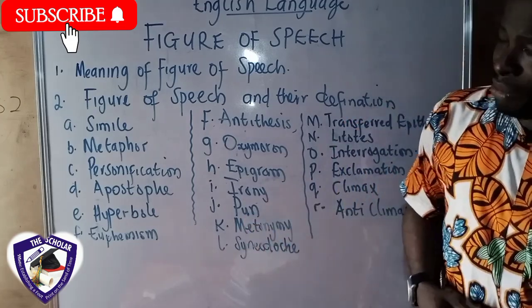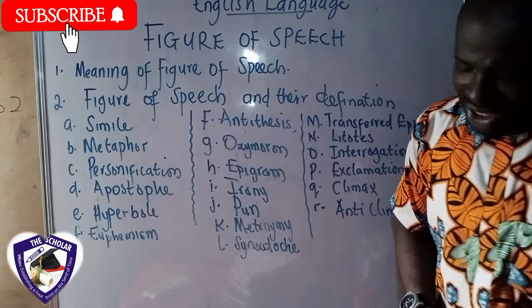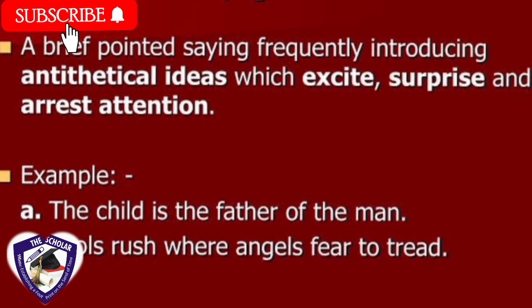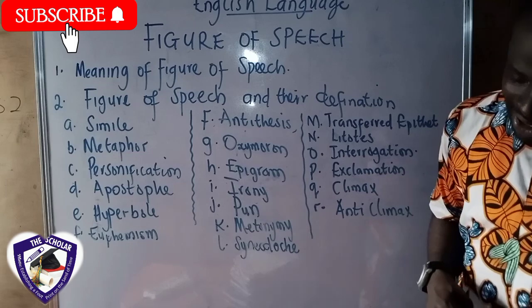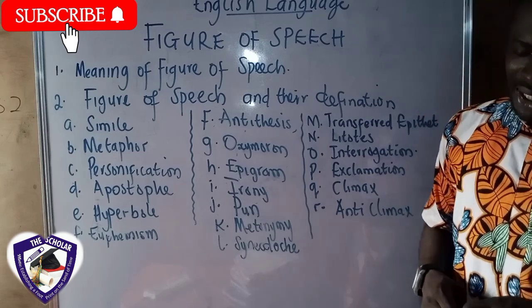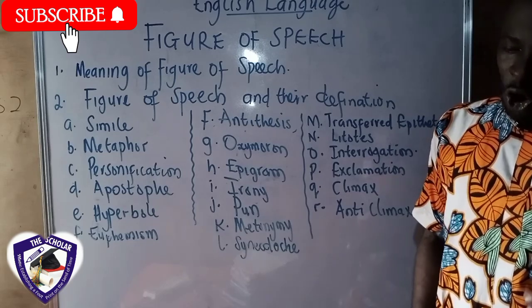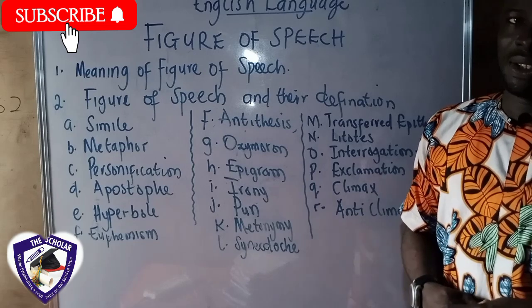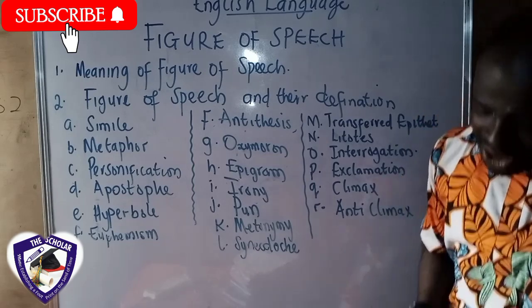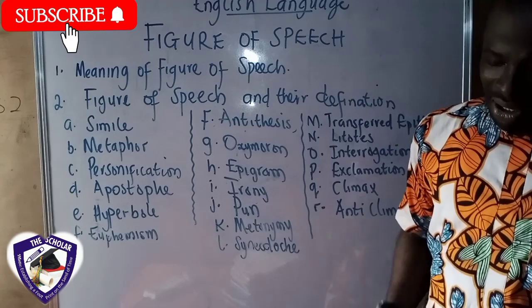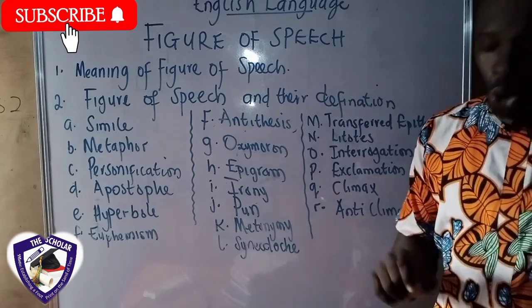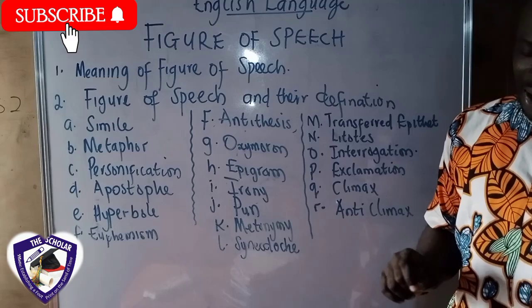Let's quickly look at epigram. Epigram is used to express a brief pointed saying with antithetical ideas. Now, let's look at this, for instance. If I say, fools rush in where angels fear to tread. If you look at that expression, you will see that it's a pointed saying with antithetical ideas. And don't forget, I've told you that antithetical ideas express opposite emphasis. Did you get it now? So what we refer to as epigram is a brief pointed expression with antithetical ideas.